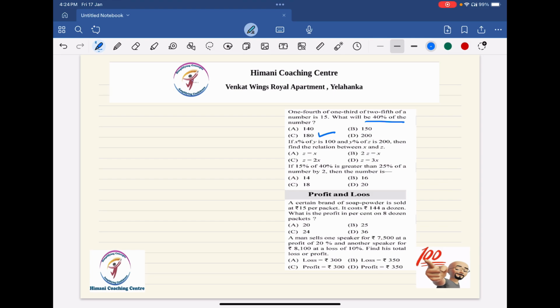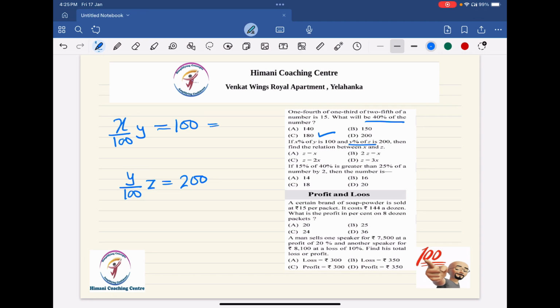It says if x% of y is 100. So let's write that down. How do I write x% of y? That means x by 100 times y. That is equal to 100. Okay. And y% of z is 200. Let us write that: y% means y by 100 times z, that is equal to 200. Okay. Then find the relation between x and z.